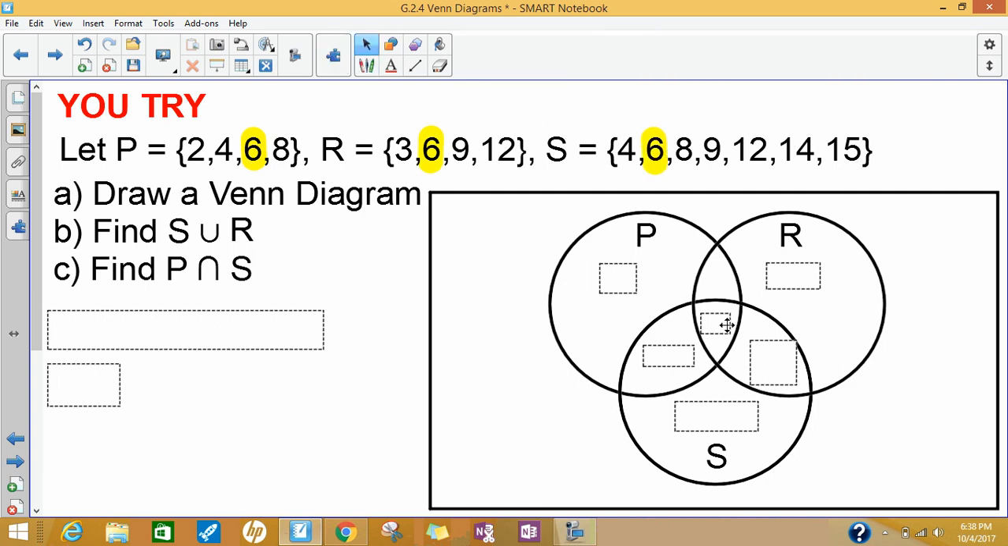So the number 6 goes all the way right in the center of this picture where all 3 circles overlap. Then I can look at the things that S and R have in common. S and R have the number 9 in common and the number 12.